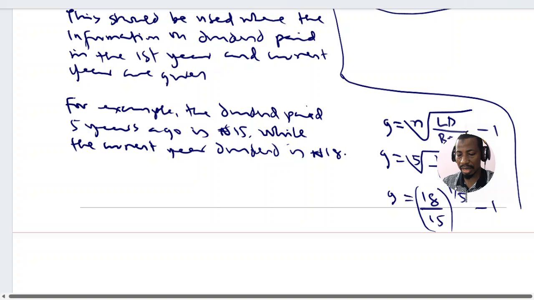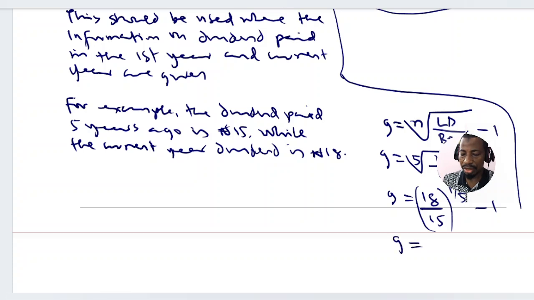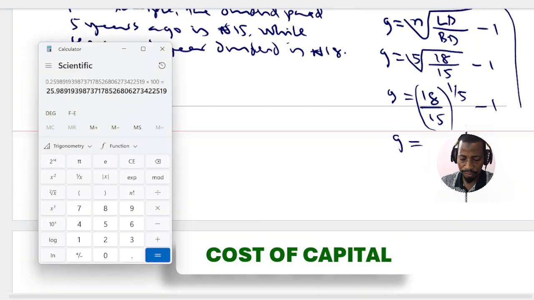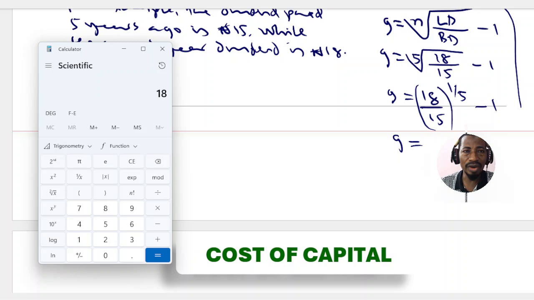So I will get my answer. Then G will be equal to, bring out the calculator. So I will say 18 divided by 15 equals, then raised to power 0.2, because 1 over 5 is 0.2. Then minus 1 equals, multiply by 100%, equals 3.7%.